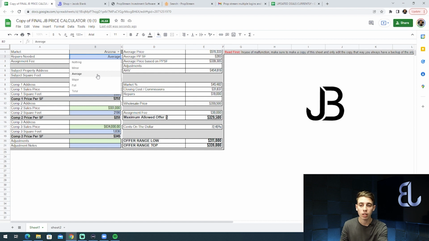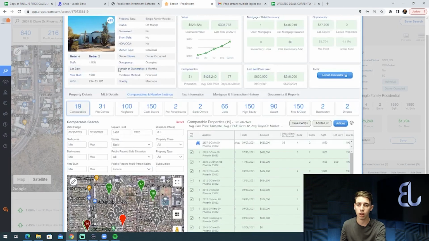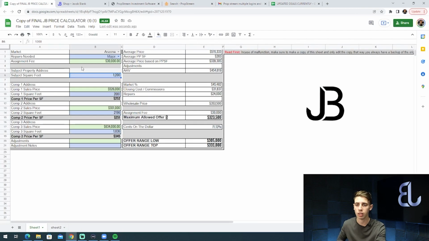So this property, you know, it's 2,000 square feet. I think it needs at least maybe 25,000. So there we go. Major repairs puts us at a repair cost of 24,000. Okay. Now we're missing the subject square footage. So we've got to get our property square footage and put it in there. It's 1,850. So now that we have everything plugged in, it's going to run all our calculations for us.